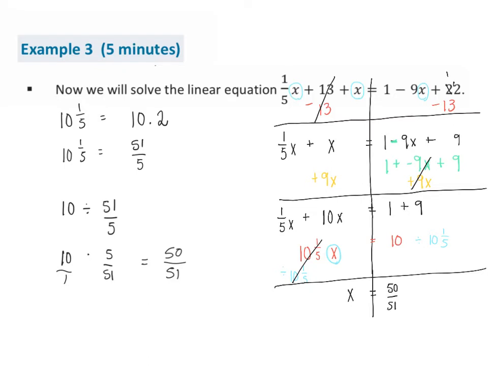This doesn't simplify mathematically. You could turn it into a decimal if you want. You would just divide 50 divided by 51. And so my decimal came out to 0.98 when I rounded off. And to check your work, you would just have to plug this back in for x and see if the left side balances to the right side.